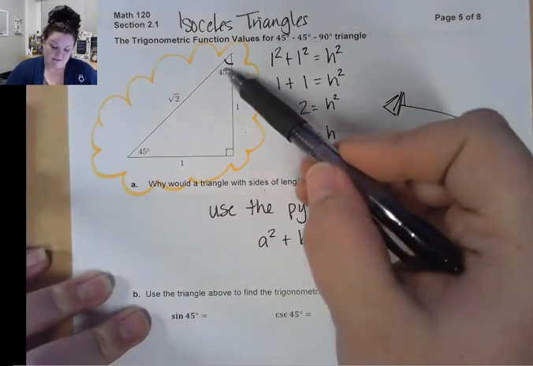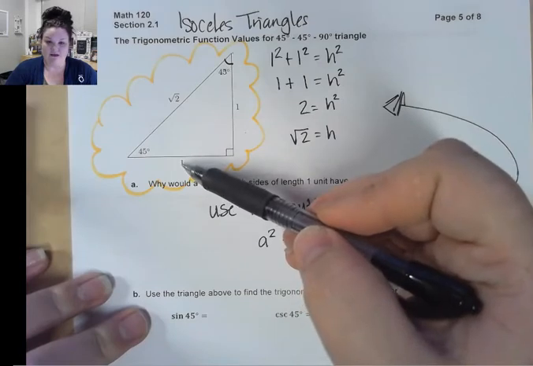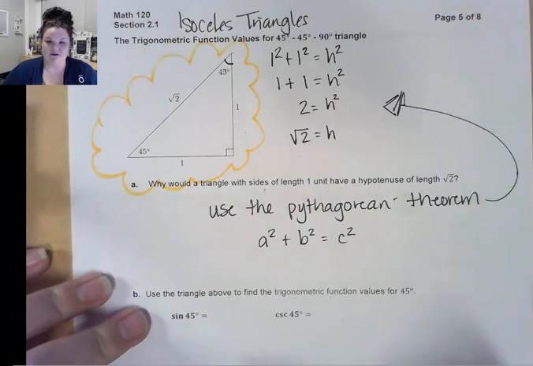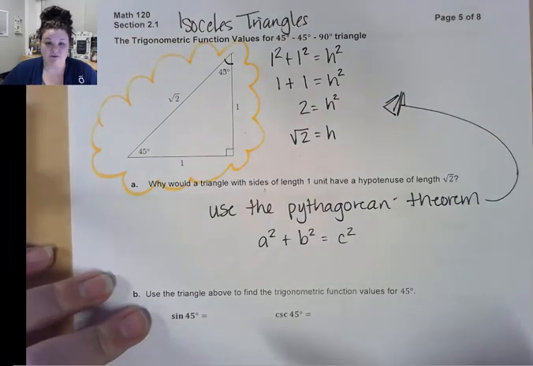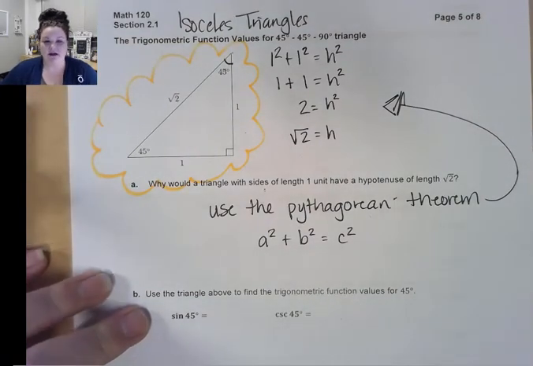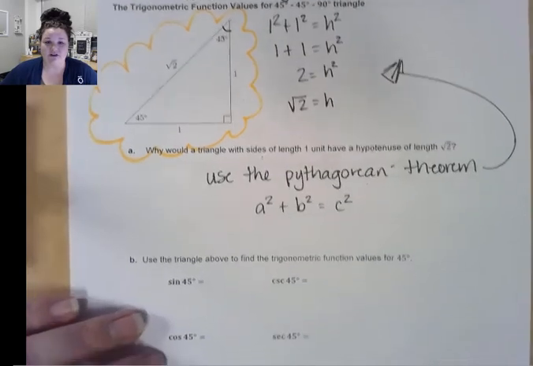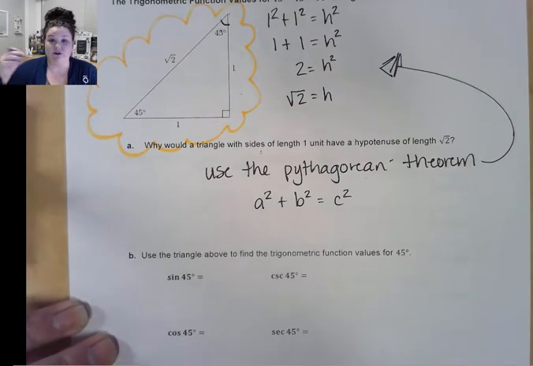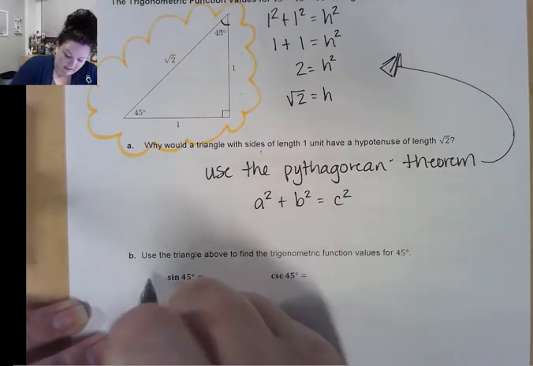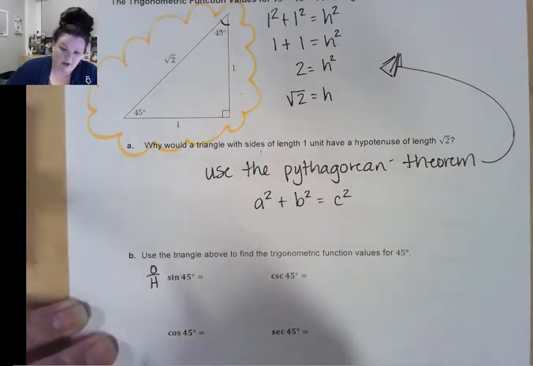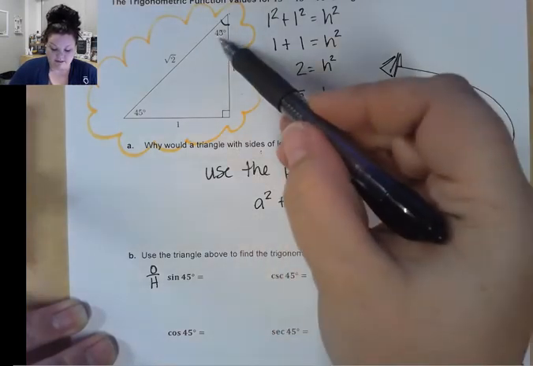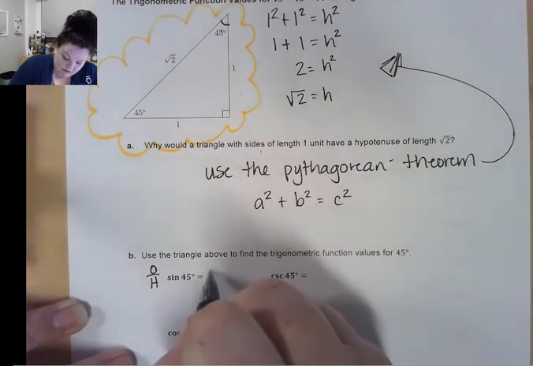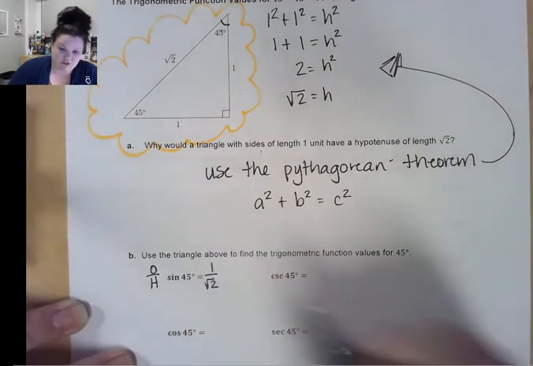So notice opposite my 45 is 1, adjacent my 45 is 1, and then my hypotenuse is square root of 2. Okay. All right. So let's go ahead and define our trig function values for a 45-degree triangle. Sine, we can use our SOHCAHTOA, right? Sine is opposite over hypotenuse. So opposite is 1. Hypotenuse is square root of 2. So 1 over the square root of 2.